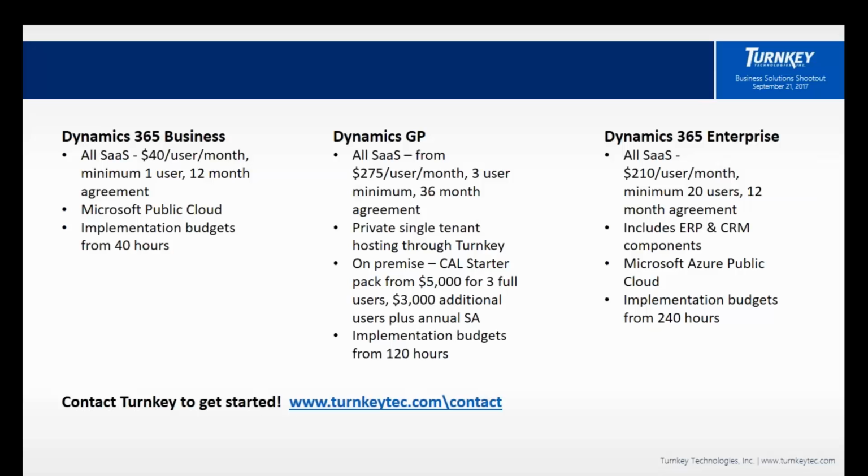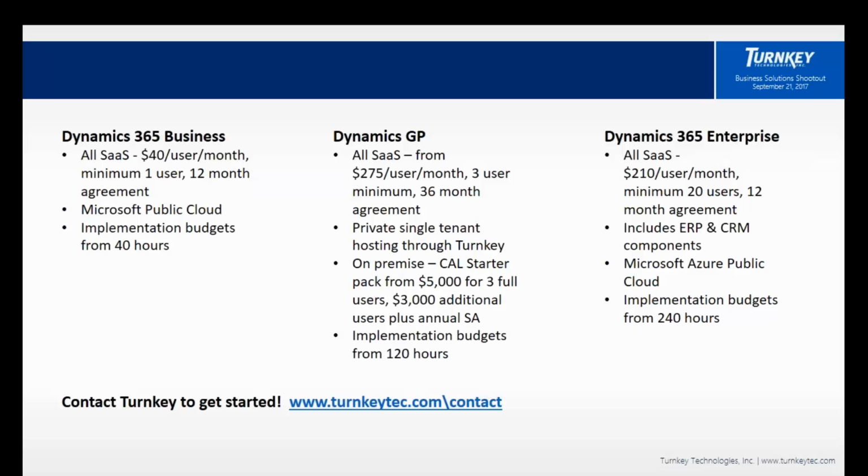So as we think about GP, two flavors. Unlike Business and Enterprise, which are cloud only, you don't get a choice with either of those. But with GP, we push a lot of the SaaS, which is a fully hosted subscription model, $275 per user per month, 3 user minimum, 36-month agreement. That is going into a private single-tenant hosting facility that we run. Hosting GP is through a partner. Microsoft does not host that application. We do have an Azure option there as well, so we can put subscription licensing into our data center, or we can put it in Azure.